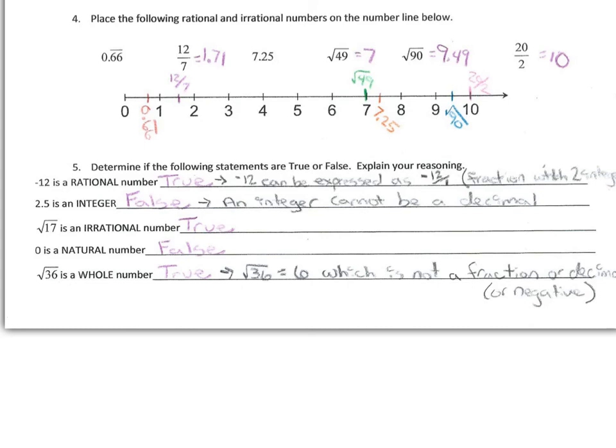At this point, what I'd like you to do is please fill in the reasoning for the radical 17 being an irrational number and the reason for 0 not being a natural number. When you come to class tomorrow, I will check that this full thing, that this page is completed.